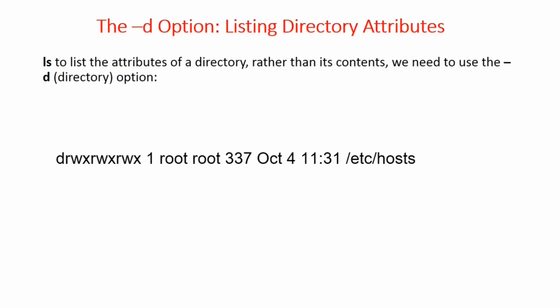Now the option -d is used to list the attributes of a directory. If you want to know all the attributes of a directory, you can use the option -d, that is ls -d. The difference is here: in the first column, if there is the character d, it indicates a directory file.